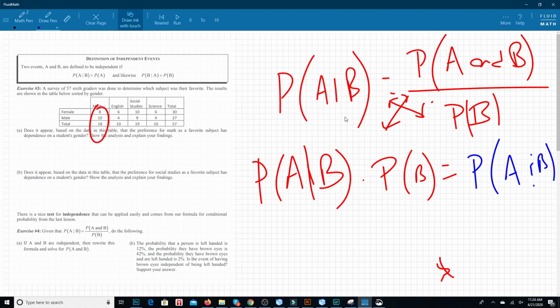So then the B says the probability that a person is left-handed is 12%. The probability they have brown eyes is 42%. And the probability they have brown eyes and are left-handed is 2%. Is the event of having brown eyes independent of being left-handed? What's your answer?